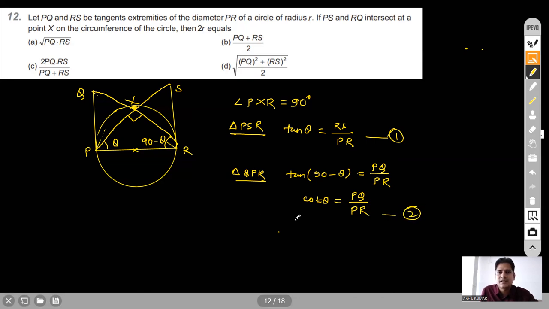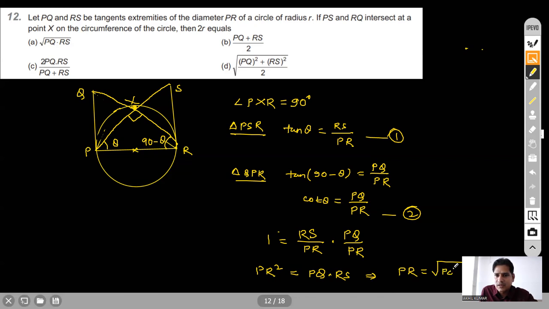This is equation two. Let's multiply both equations. We get 1, since tan theta and cot theta result in 1, is equal to RS upon PR into PQ upon PR. So we can write PR square is equal to PQ into RS. That is, PR is equal to the square root of PQ into RS. And PR is the diameter of the circle, which is equal to 2R. So this was asked in the question. This is our answer, square root of PQ into PS. So option A is correct.